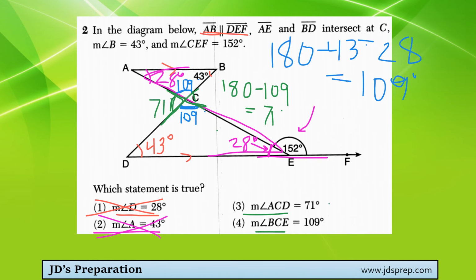So out of the last two statements, which one gives an answer of 71 degrees? That would be option number 3. So that is our correct answer.